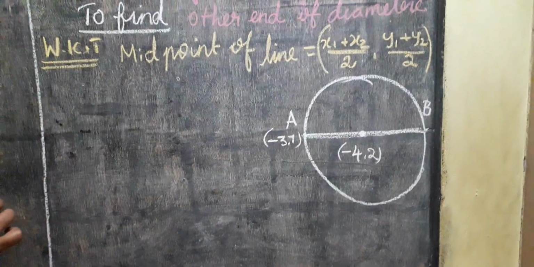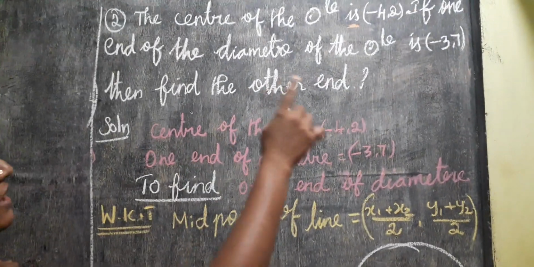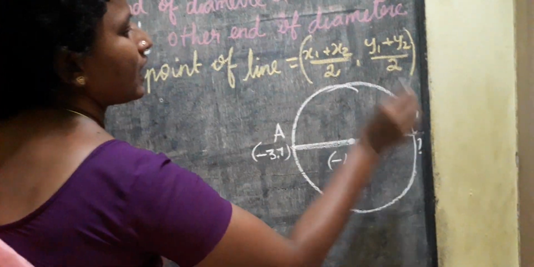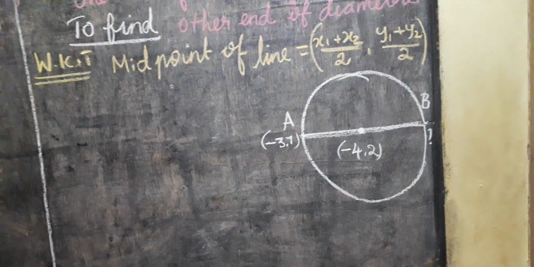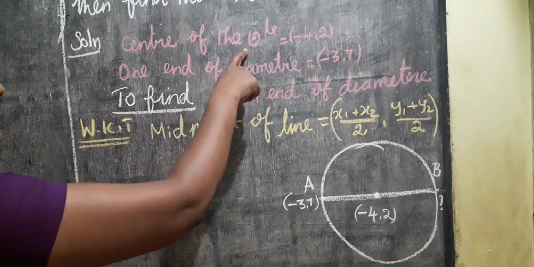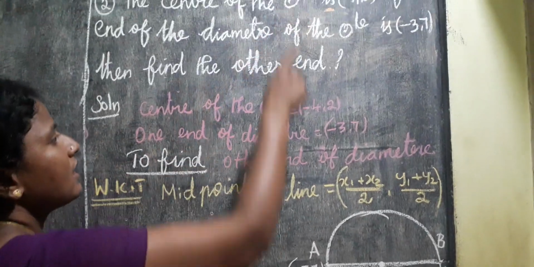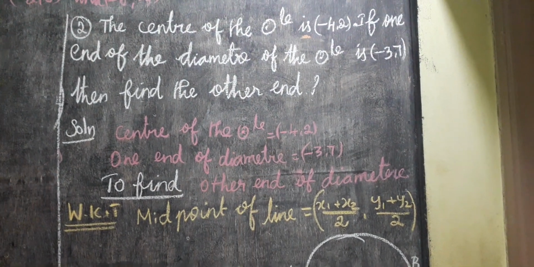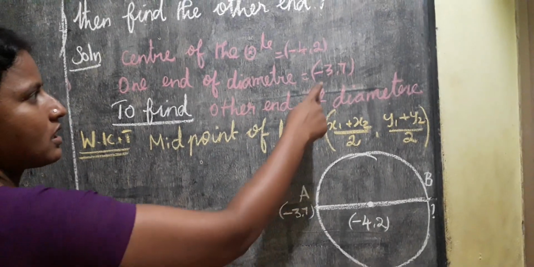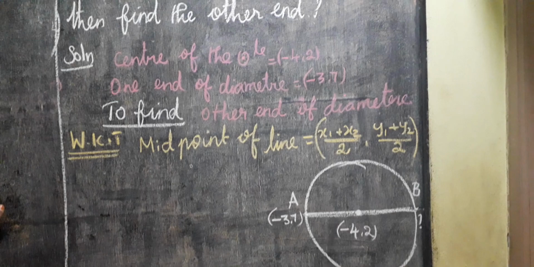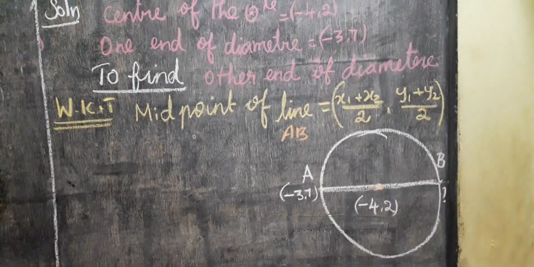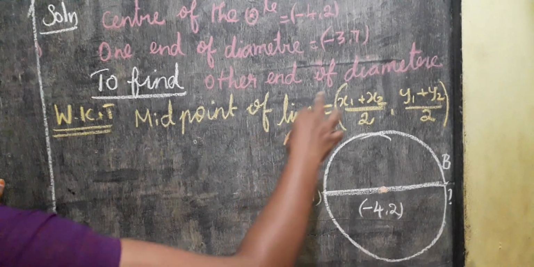Okay. Then, what is it? To find the other end. So, we have to find the other end value. Okay, that is our aim. So, I will write the solution. The center of the circle is (-4, 2), and one end of the diameter is (-3, 7). What is our aim? To find the other end of the diameter.